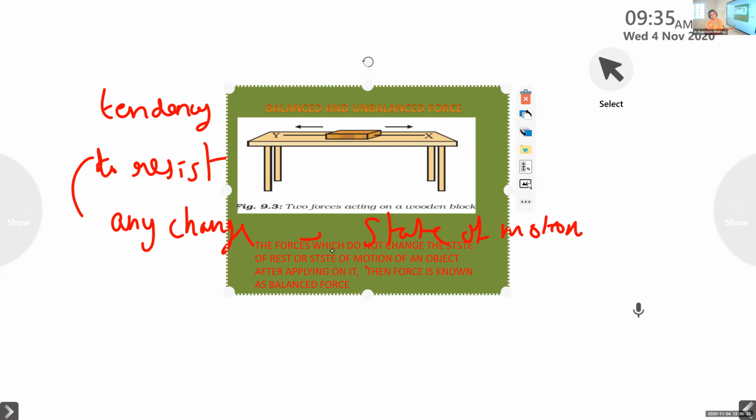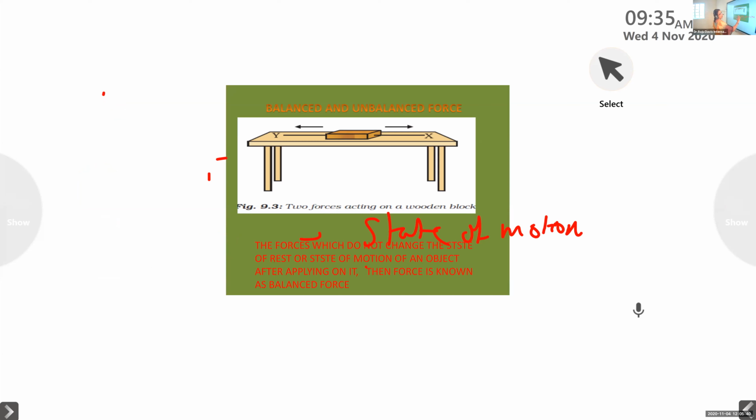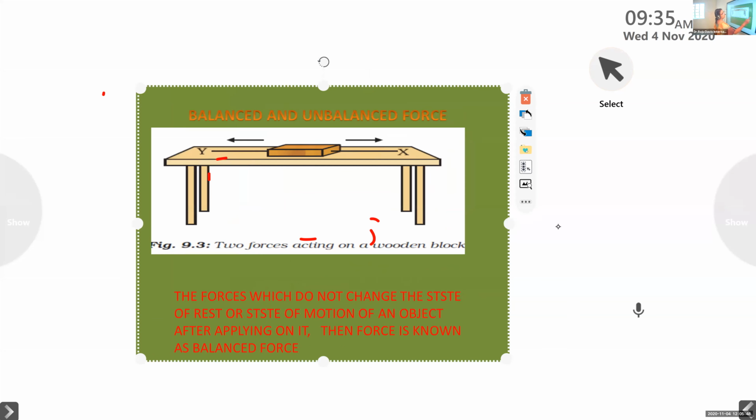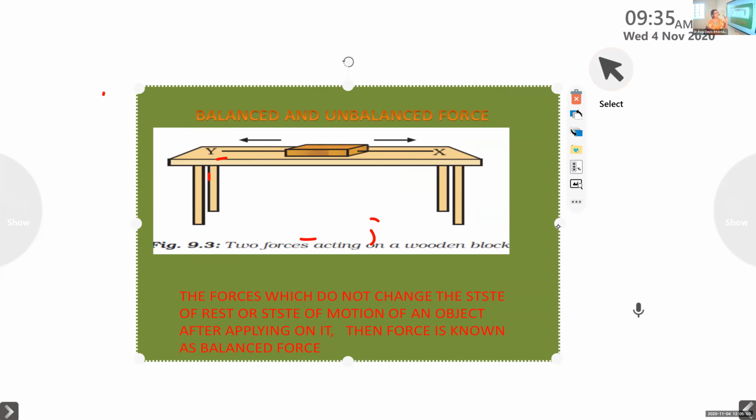So the first law of motion, we call it the law of inertia, and it is about the application of a force applying on an object. Just look at this picture. You can see there is a table and there is a book on it. Whenever you keep a book, the book remains in its state of rest without changing.